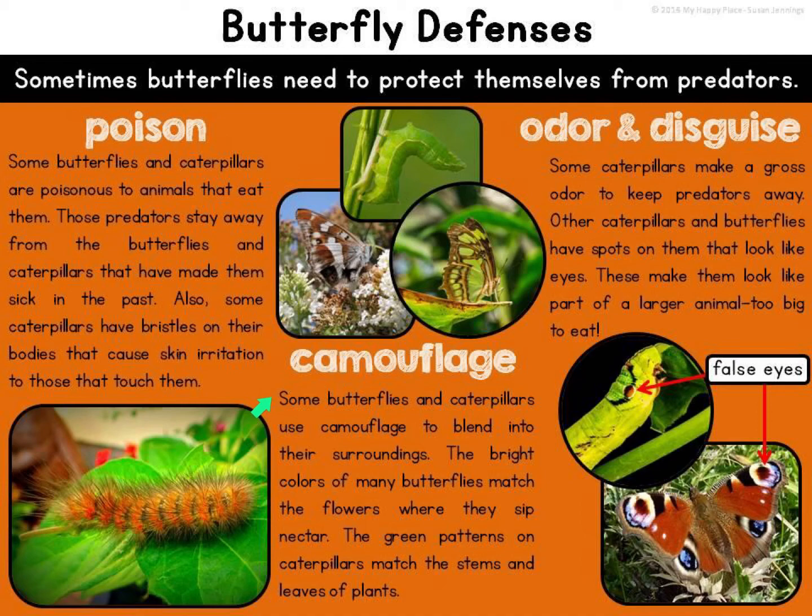Camouflage. Some butterflies and caterpillars use camouflage to blend into their surroundings. The bright colors of many butterflies match the flowers where they sip nectar. The green patterns on caterpillars match the stems and leaves of plants. Odor and disguise. Some caterpillars make a gross odor to keep predators away. Other caterpillars and butterflies have spots on them that look like eyes. These make them look like part of a larger animal that's too big to eat.